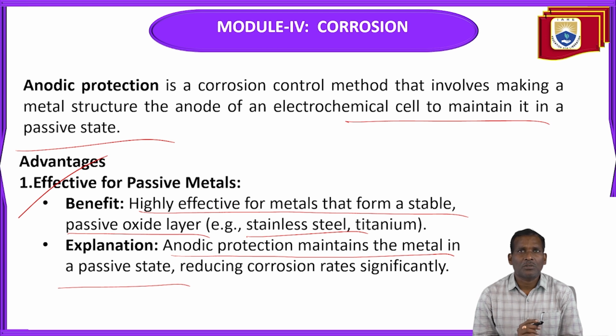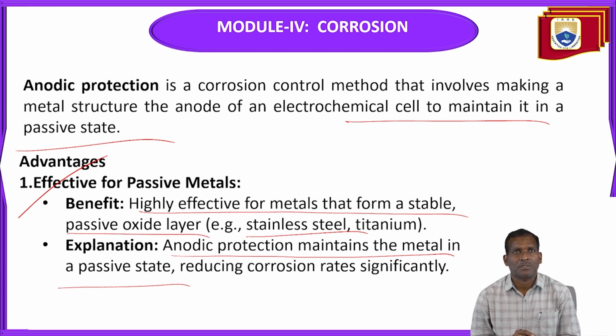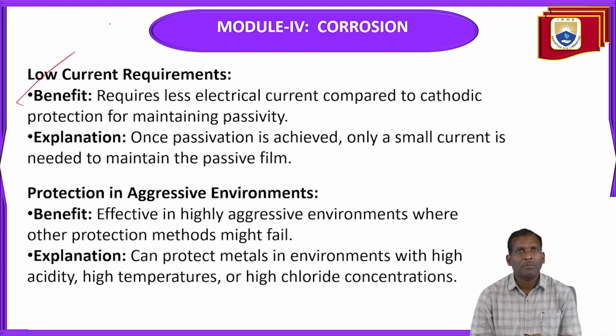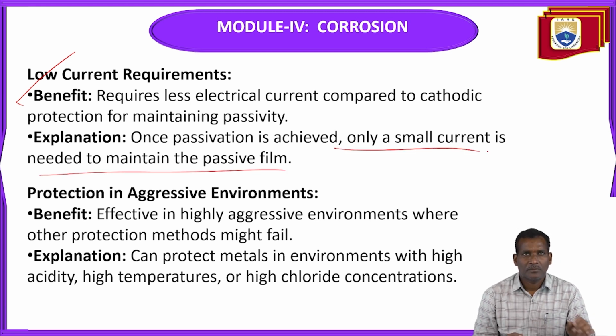It is a corrosion control method. So, in this method, making a metal structure the anode of an electrochemical cell maintains it in a passive state. Next, low current requirements. The benefit is, it requires less electrical current compared to cathodic protection for maintaining passivity. The explanation: once passivation is achieved, only a small current is needed to maintain the passive film.